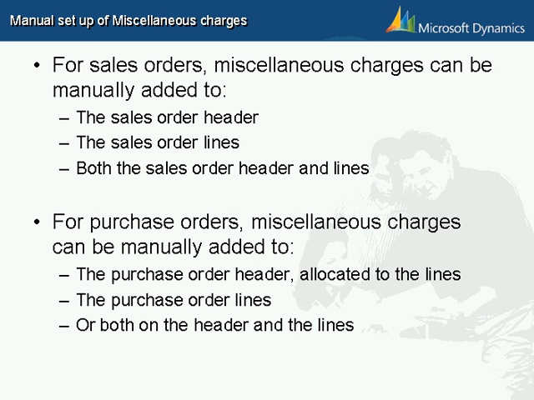Manual setup of miscellaneous charges. As soon as sales or purchase order has been created, miscellaneous charges can be added to the order header and all the order lines. Miscellaneous charges are typically added manually to a sales or purchase order when the charges apply only to the specific order. For sales orders, miscellaneous charges can be manually added to the sales order header and lines. For purchase order, miscellaneous charges can be manually added to the purchase order header and allocated to the lines, or both on the header and the lines as well.